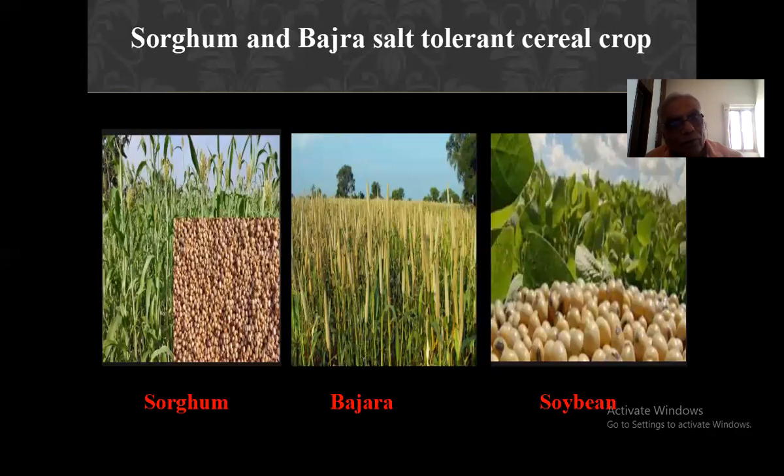Then I told you that sorghum and bajra are also salt tolerant crops. In Rajasthan, bajra and sorghum are grown, similarly in Kutch area. Remember that sorghum is a versatile crop. You can grow it in any type of soil. It is drought resistant and requires less irrigation water as compared to other crops. So sorghum and bajra you can grow, but you can't grow the maize or corn crop in saline alkaline soil, otherwise you will get low crop productivity. You can also grow the soybean crop in that area.